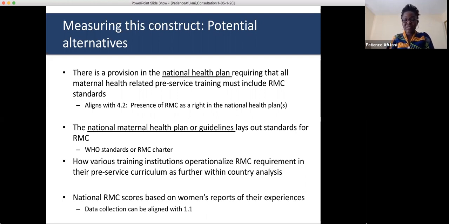Data collection for such an indicator could be aligned with other existing indicators, such as the one we already have on skilled attendance at birth, or even some of the newer indicators we are proposing, like one on proportion of women who make their own informed and empowered decisions regarding reproductive health. And I propose a score as against an indicator based on a proportion on one particular item, because a score based on several items will enable us to capture different domains of RMC without having to propose several different indicators.